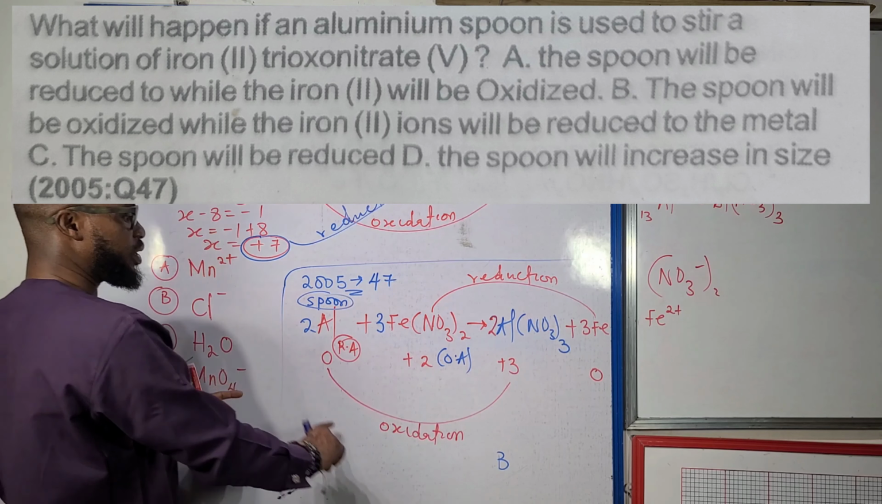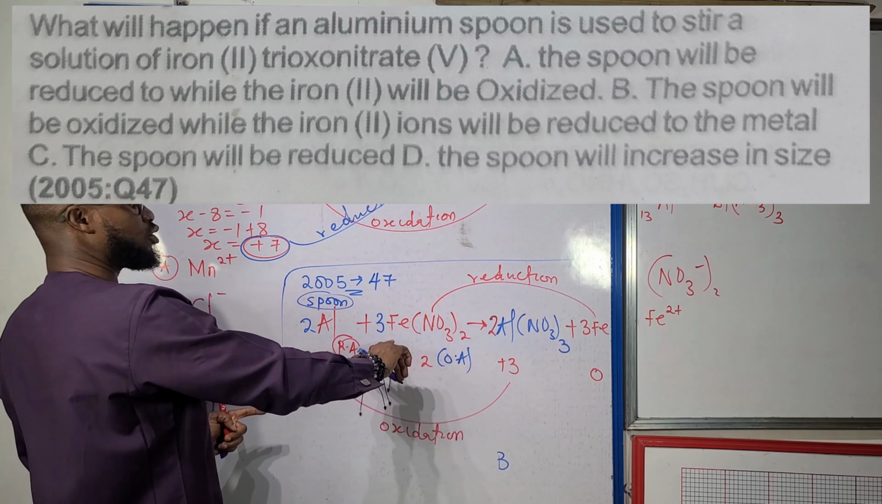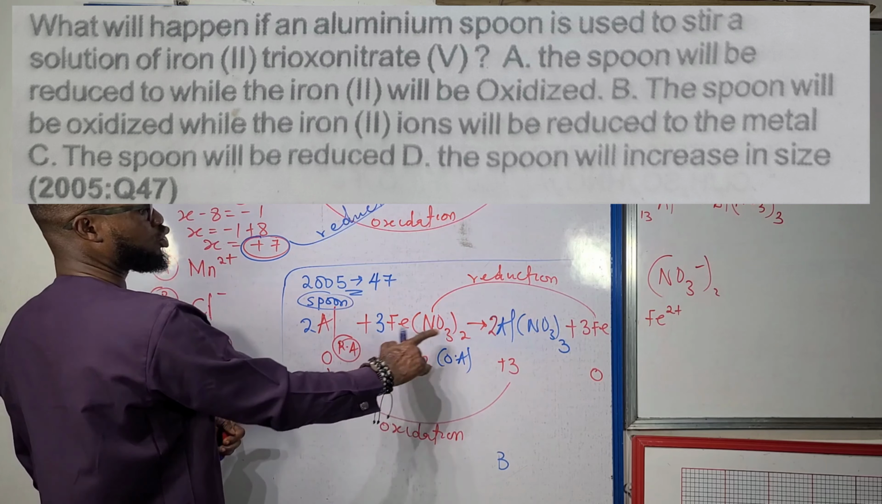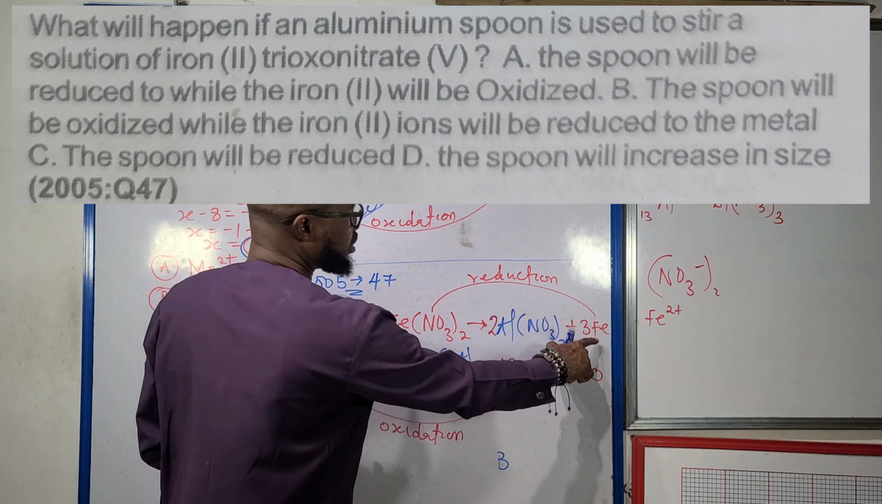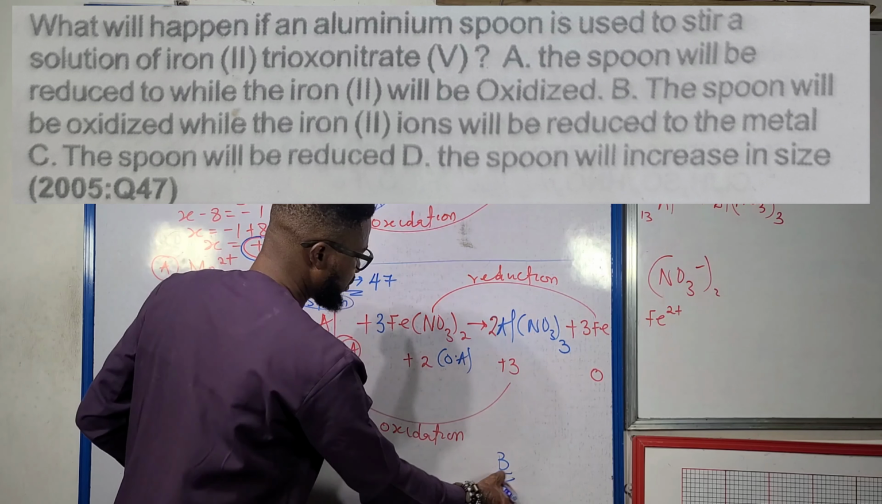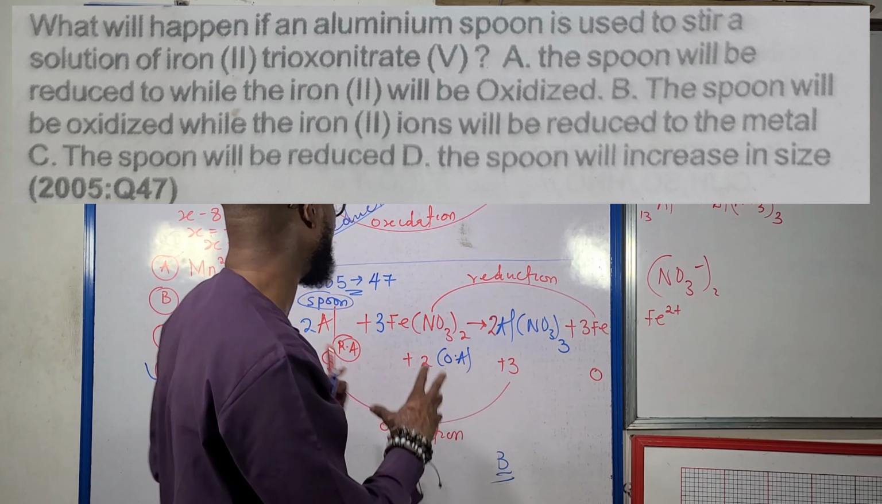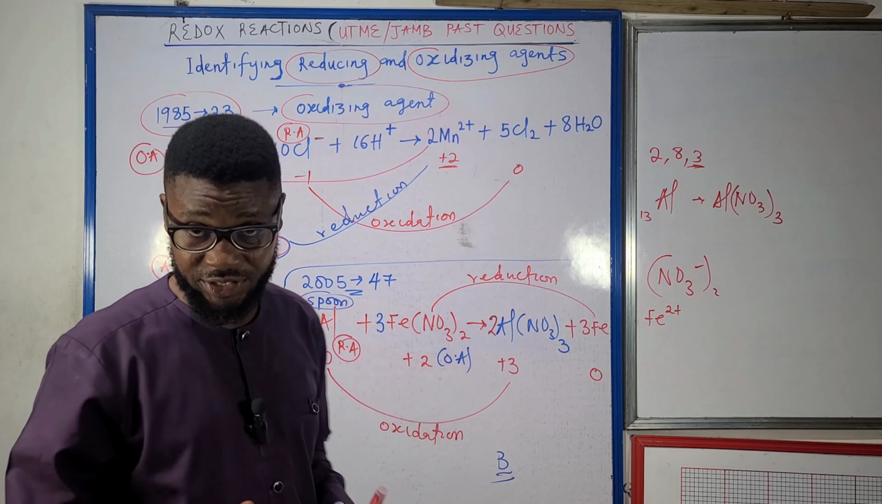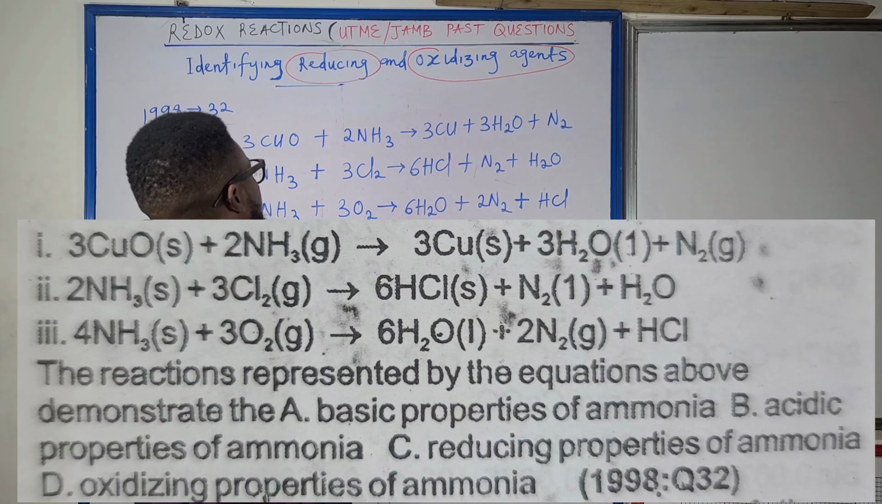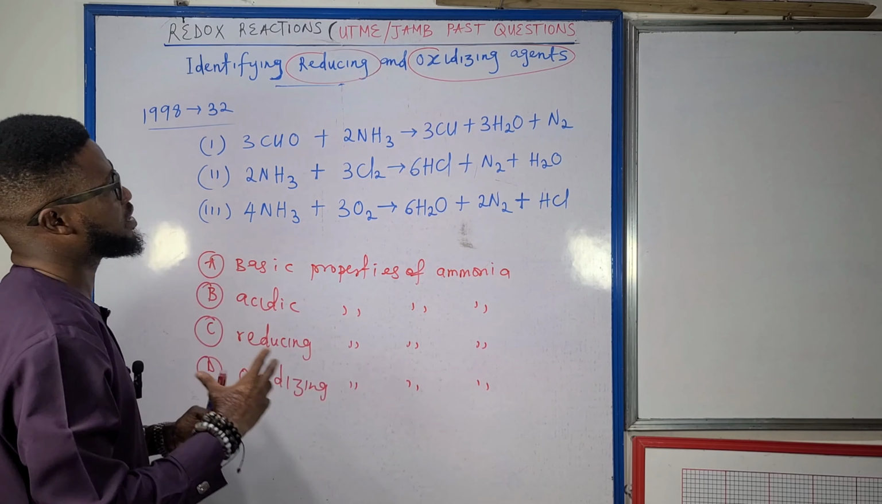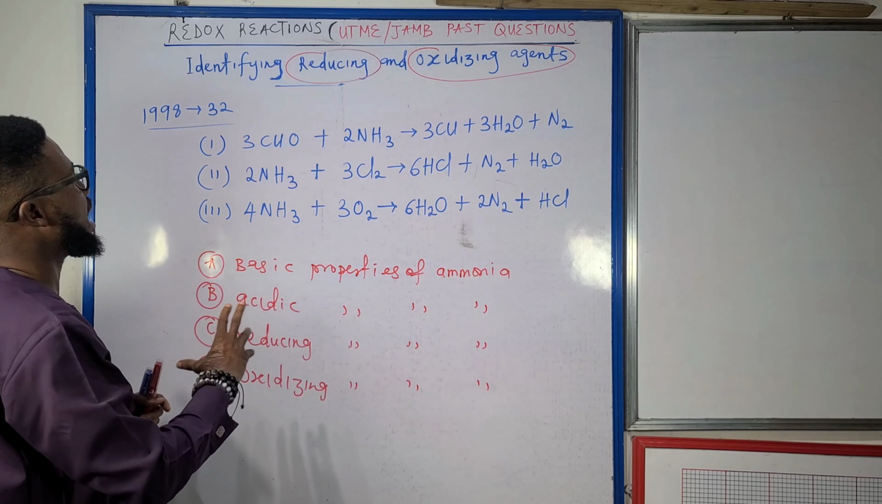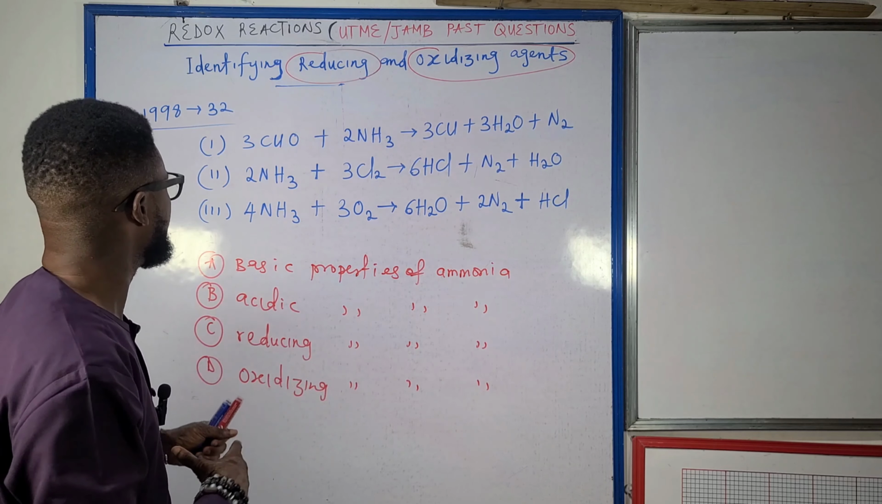The spoon will be oxidized while the iron 2 ions will be reduced to the metal. Option B is the correct answer. Nothing too spectacular about that question. Let's take this final question on how to identify reducing and oxidizing agent.